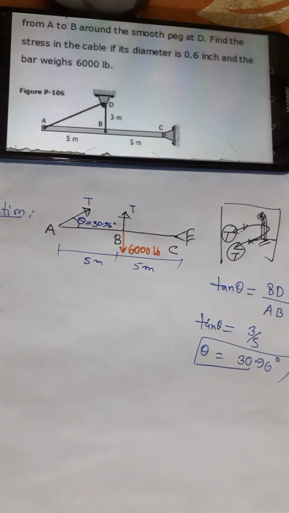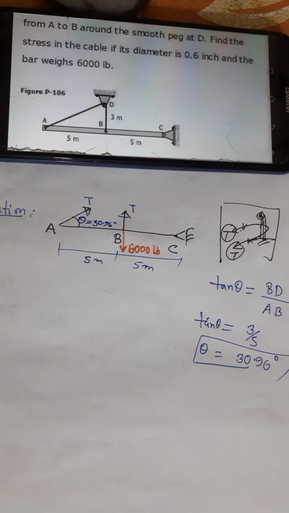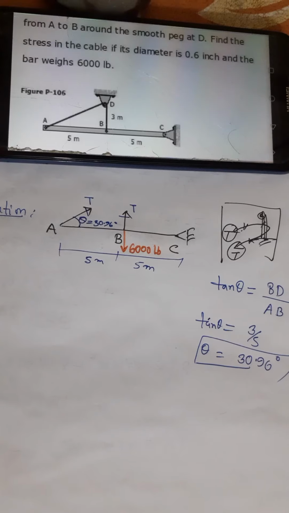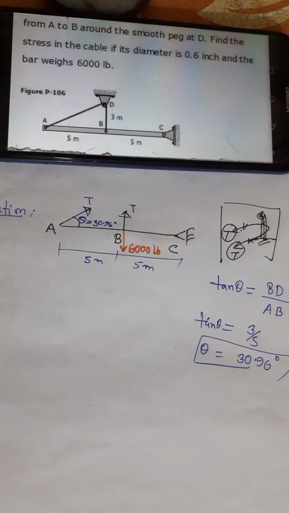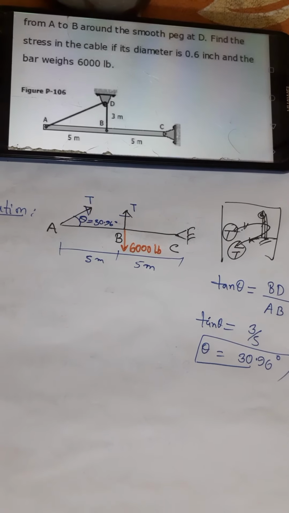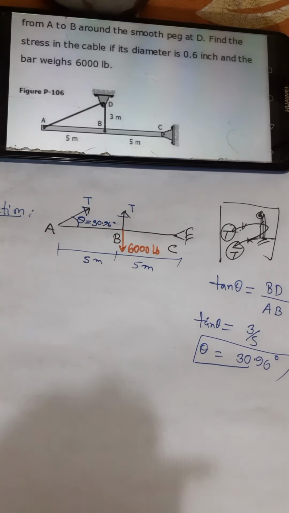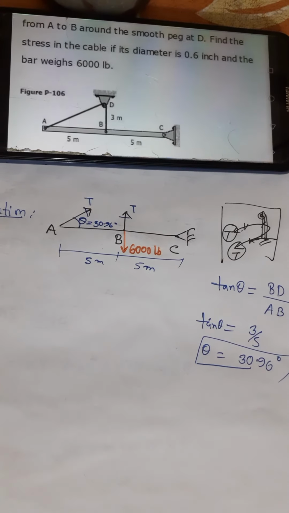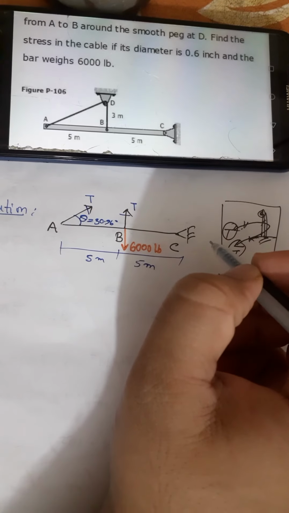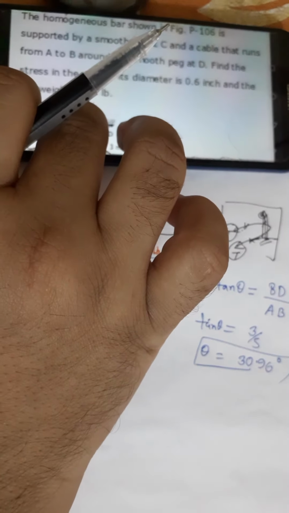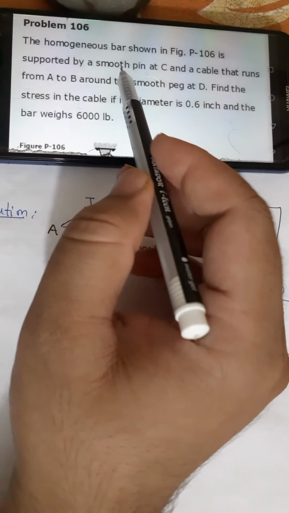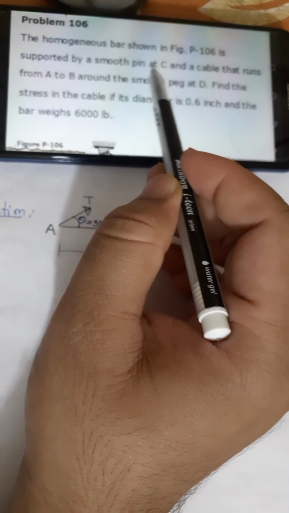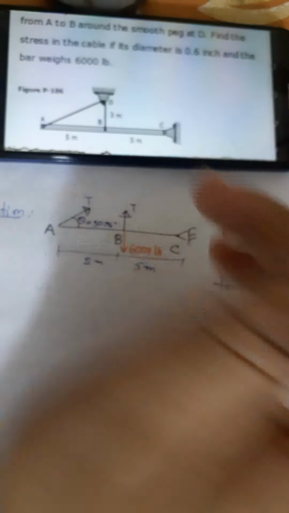And at first, as we are to find the stress in the cable, we need the force T, and if we get the value of T, then we can easily find the stress by dividing this force by the cross-sectional area of the cable. As the point C is also a hinge point, and it is also stated that it is supported by a smooth pin at C. It is a pin support. Pin support is always a hinge support.